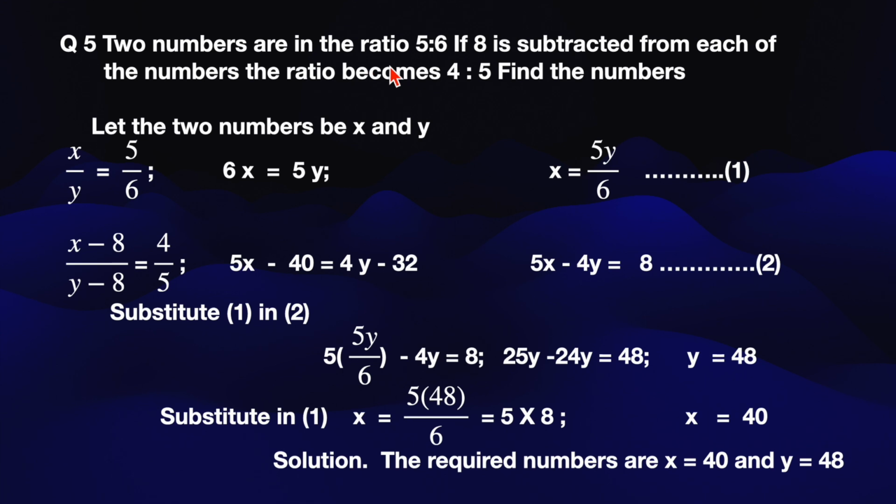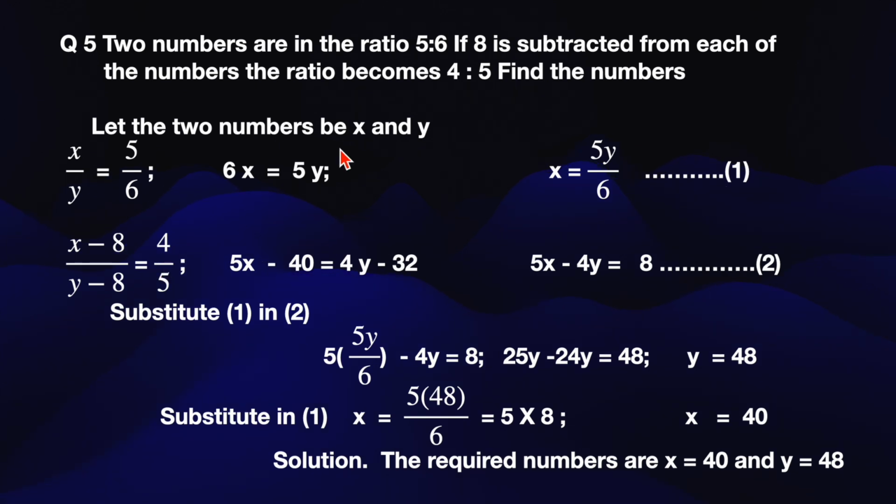Two numbers are in the ratio 5:6. If 8 is subtracted from each of the numbers, the ratio becomes 4:5. Find the numbers. Let the numbers be x and y. Now these numbers are in the ratio 5:6, that means x upon y is equal to 5 upon 6. Cross multiply, 6x is equal to 5y. Value of x is 5y upon 6. This is the first equation.